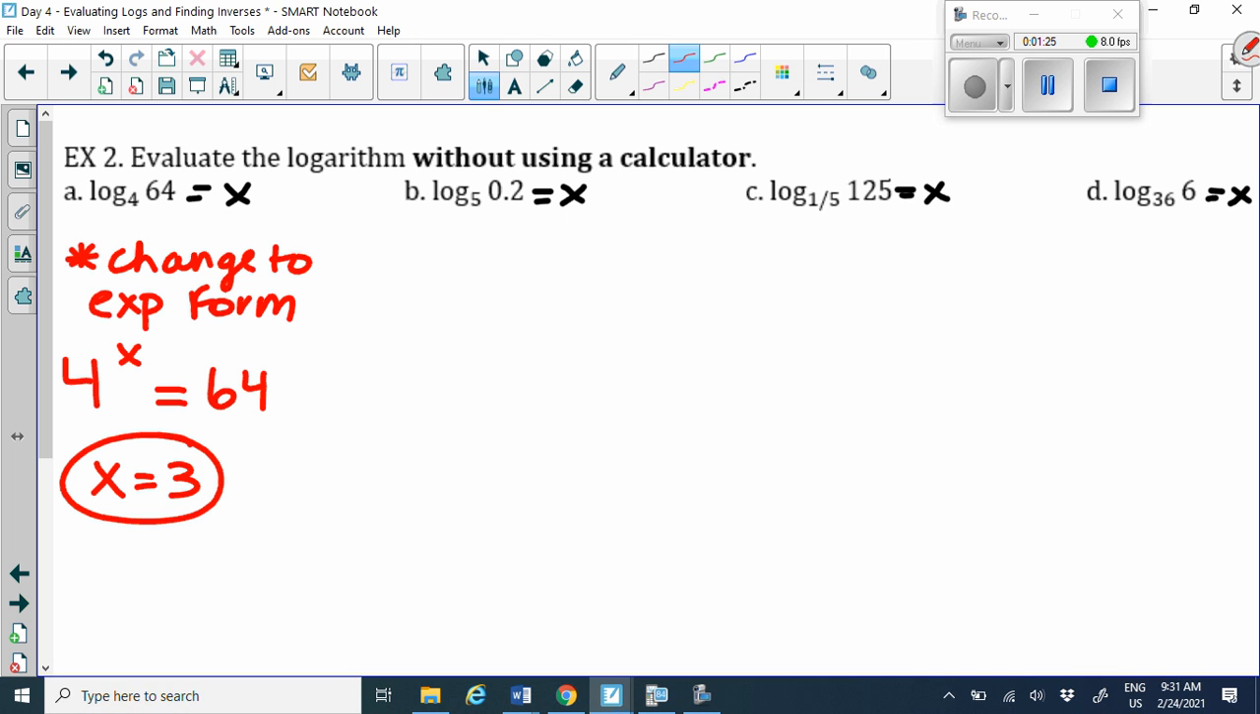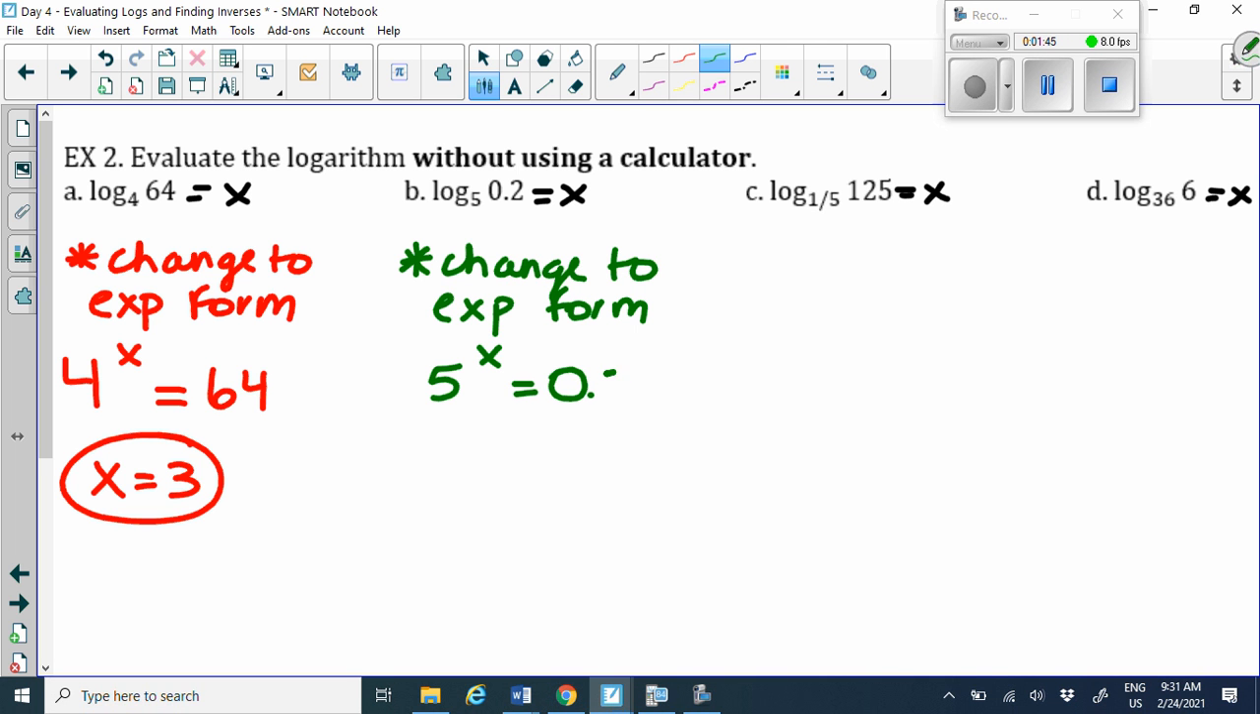Okay, let's look at part B. We're going to do the same thing. So once again, we already set it equals x. Our next part is to change to exponential form. Okay, so our base here on the log is 5, so that means the base on the exponential is going to be 5. Our x is x, and our answer is 0.2.